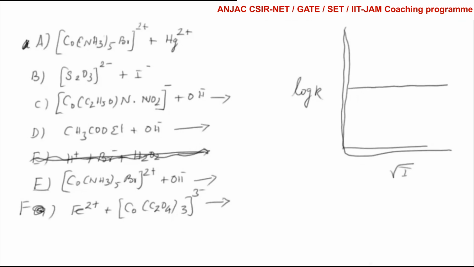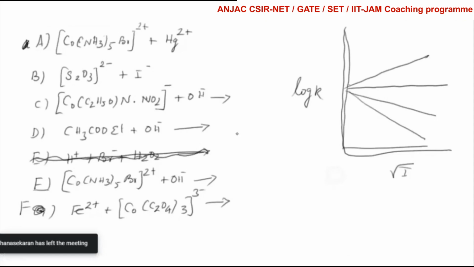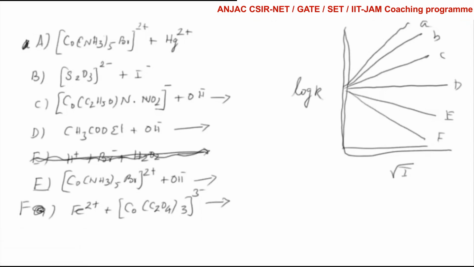One is a straight line. Another is this one. Another is this one. The next one is like this. Then this one, and this one. Let them be A, B, C, D, E, F. You are going to correlate and find out which is equivalent to which. You are going to match reaction A and the rest of these six lines.